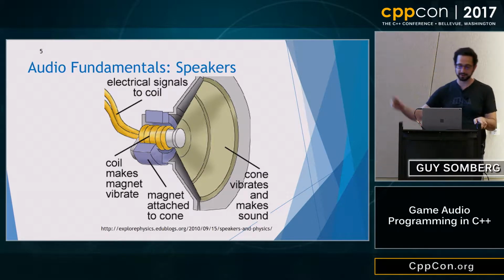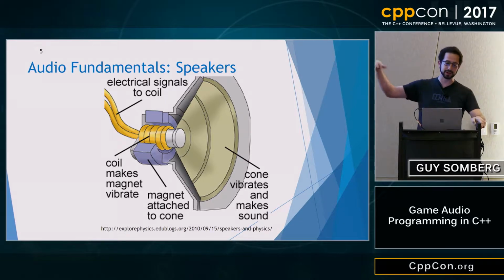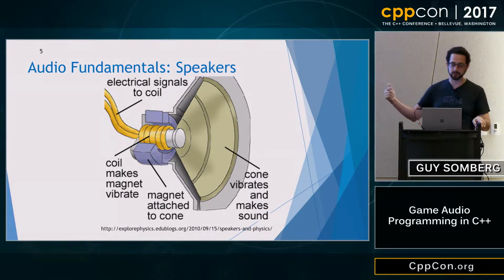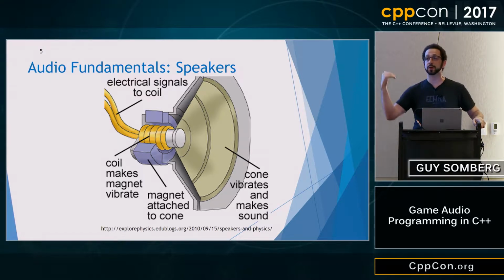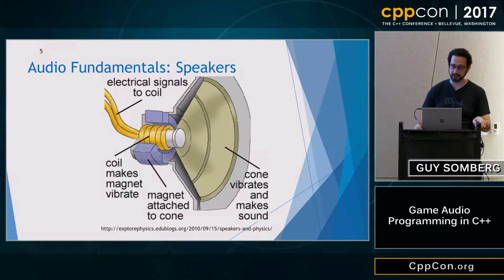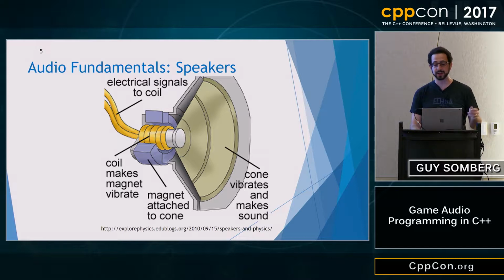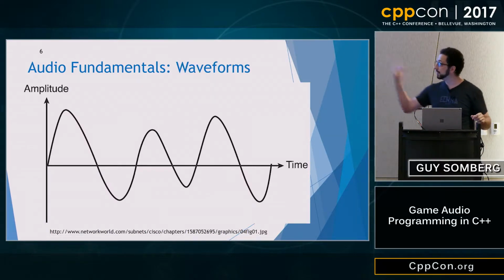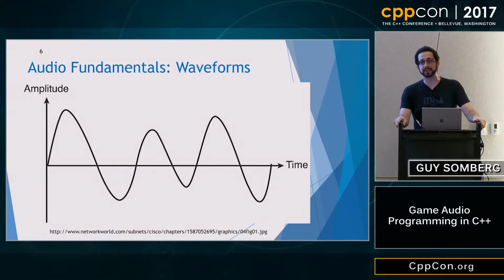Here's a speaker. We have an electrical wire that we send electrical signals down. There's a coil that makes a magnetic field that moves a magnet that is attached to a cone. The cone vibrates, pushing the air. The vibrations move through the air to your ear, and that's how you hear what's coming out of the speaker. Now, if we graph the position of that speaker cone over time, you get a curve. And if we want to replicate the same sound, we just have to replicate the curve out the speaker.